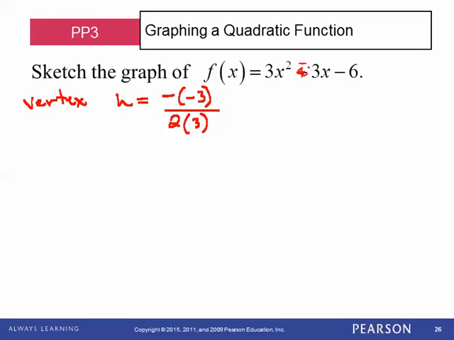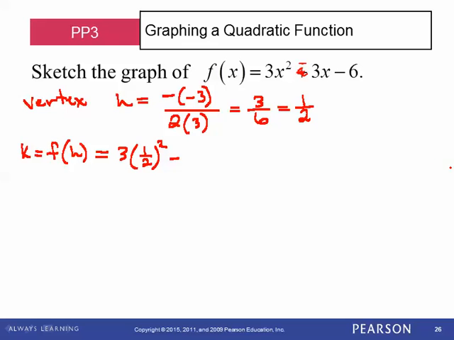So as I plug it in, it's a negative of a negative 3, which becomes a positive 3, and at this point you get 3 on top, 6 on the bottom, which gives us a 1/2. And again, that's the h value. To get the k value, we're going to have to plug it back in. So I have to plug a fraction back into our function. Square it, minus 3 times 1/2, minus 6.